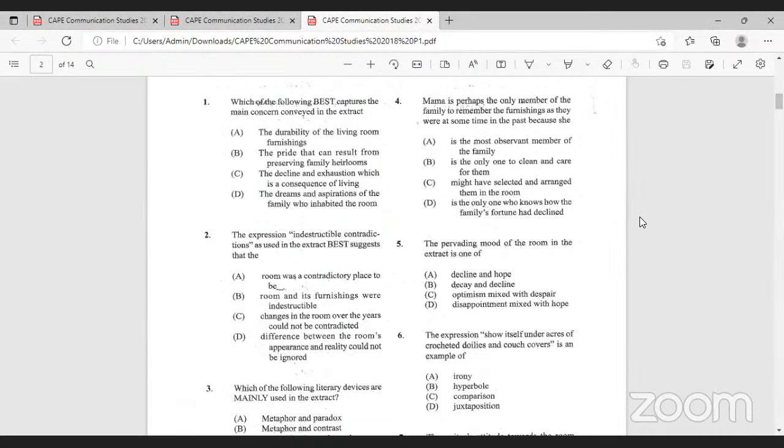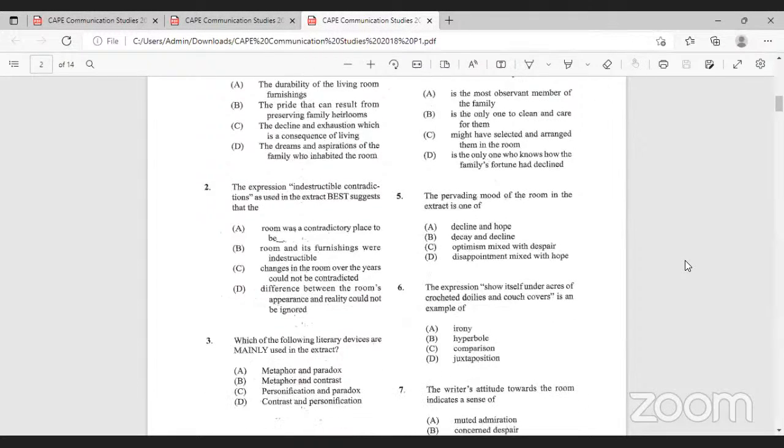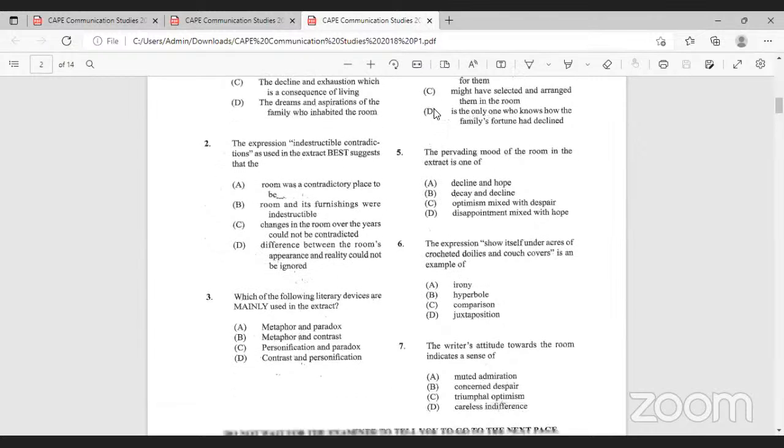Number 6: the expression "show itself under acres of crotcheted doilies and couch covers" is an example of what? The answer is B, hyperbole, it's an exaggeration, right? And they even show you that the thing is worn down and decaying, and they try to cover it up with couch covers and doilies, and it still doesn't even work. And so 6 is B.